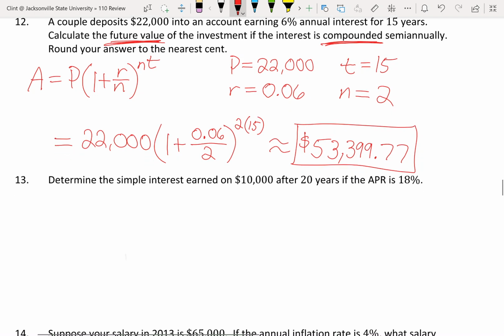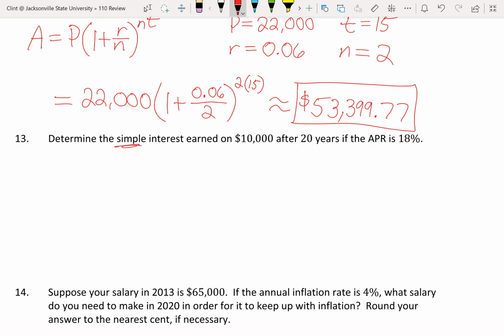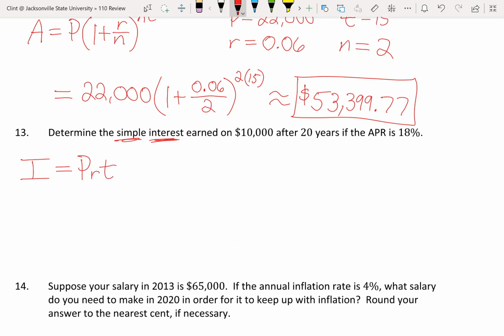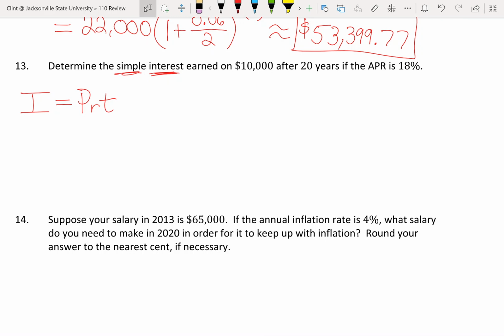13 is determine the simple interest, so that tells us the name of the formula right there. That's I equals PRT. It tells us our principal is $10,000. We're investing for 20 years. The APR is 18%, so really the only thing we have to remember is to change R to a decimal. So we have 10,000 times 0.18 times 20 years.